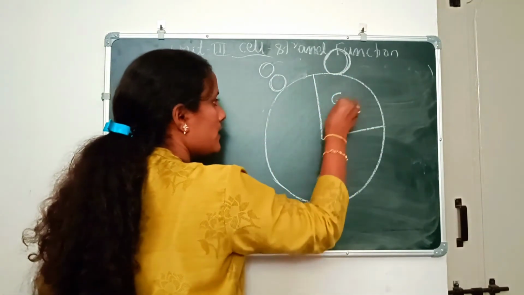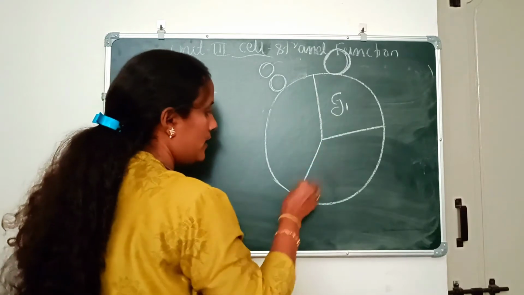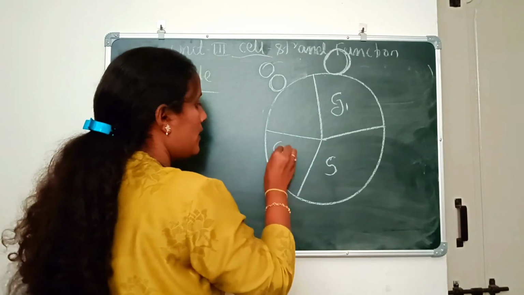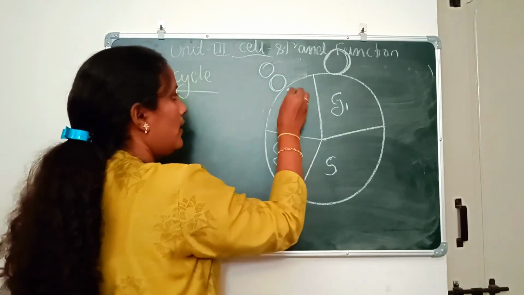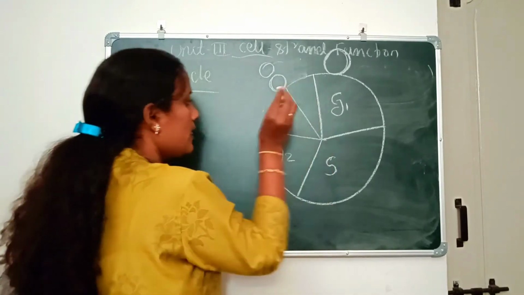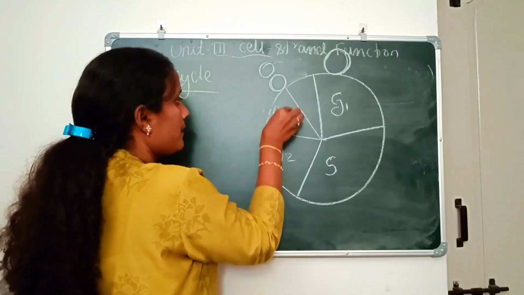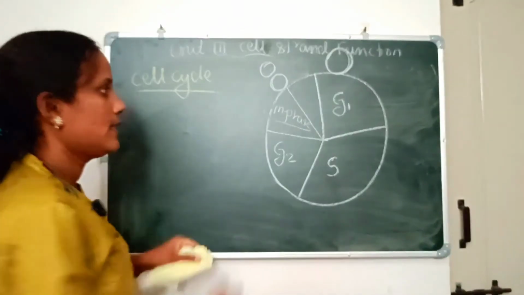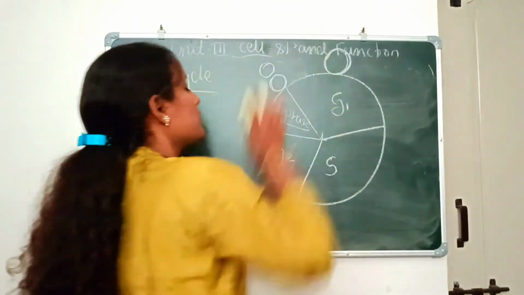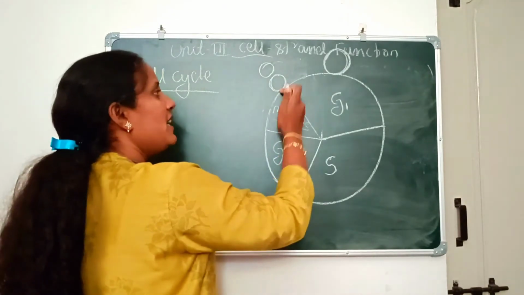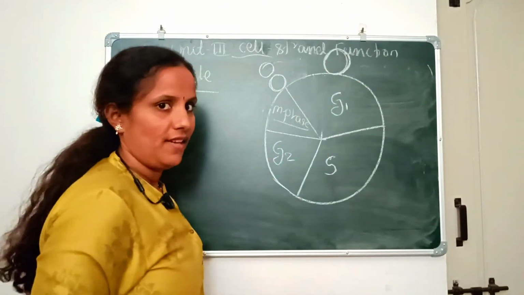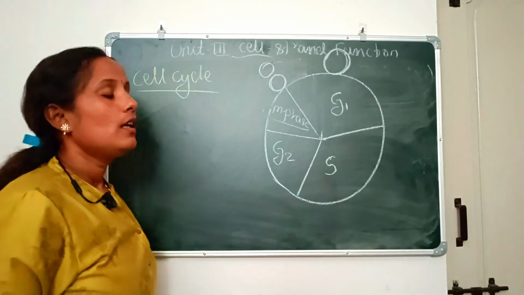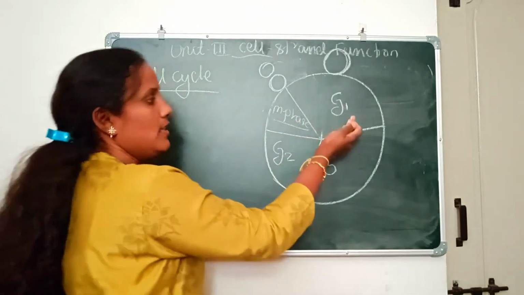We can represent it as G1 phase, and here is S phase, and here is G2 phase, and here is the M phase, that is the division phase. So let me write this. After M phase, immediately it will enter into the interphase. After completing M phase, immediately the cell will enter into the interphase, that is G1 phase.